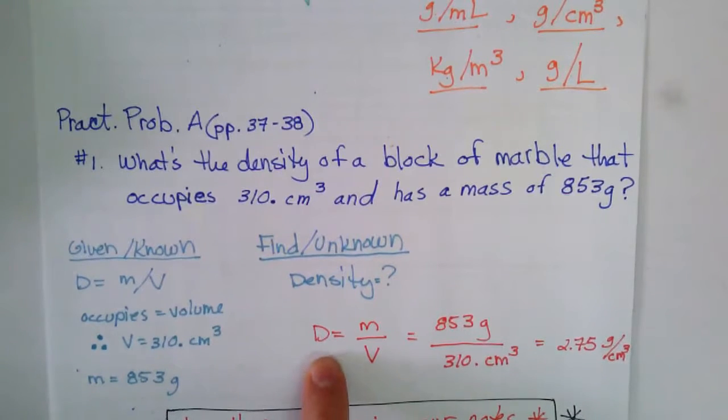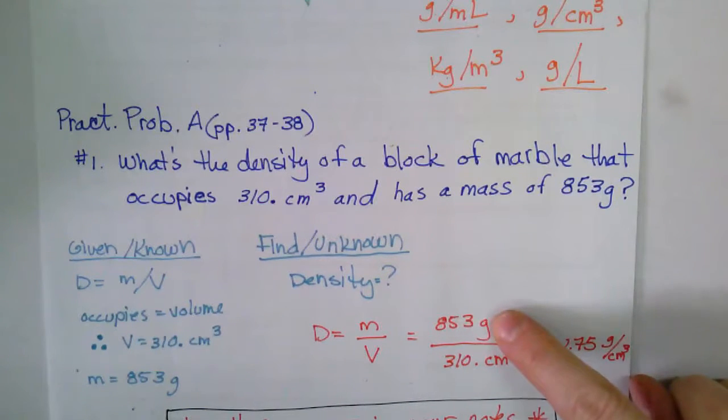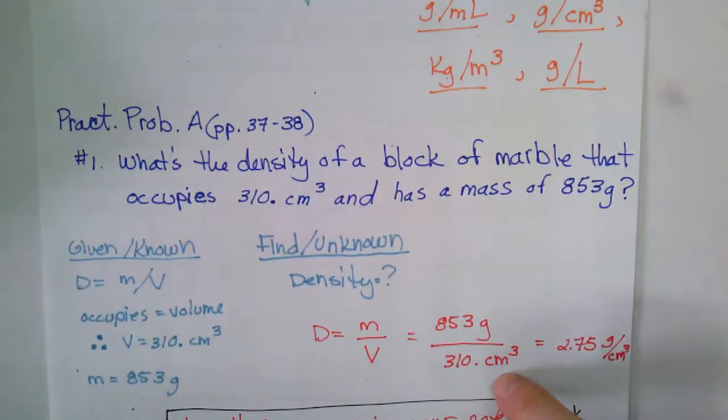So I have density equals mass over volume, my formula, and I'm looking for D, right? Density. So I just plug in my grams, my mass, over my centimeters cubed, my volume, and I plug that into my calculator, and I should get 2.75 grams per centimeters cubed. If you just write 2.75, you won't get full credit. Please, please, please make sure that you include units if you want to get full credit on problems, okay?